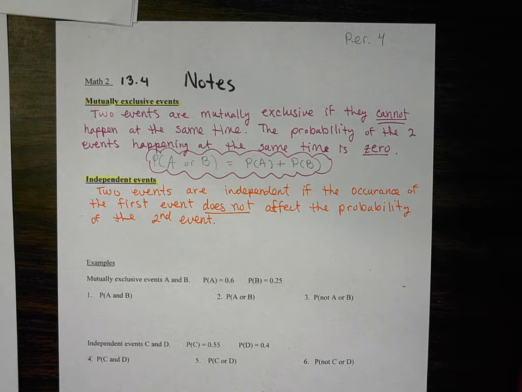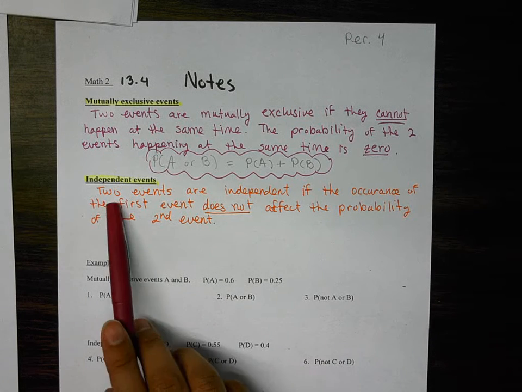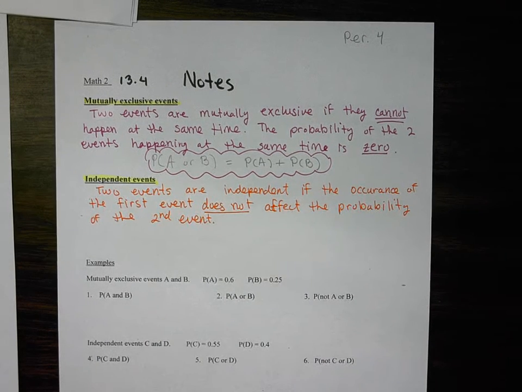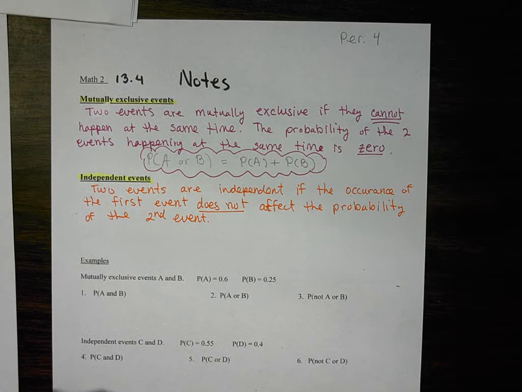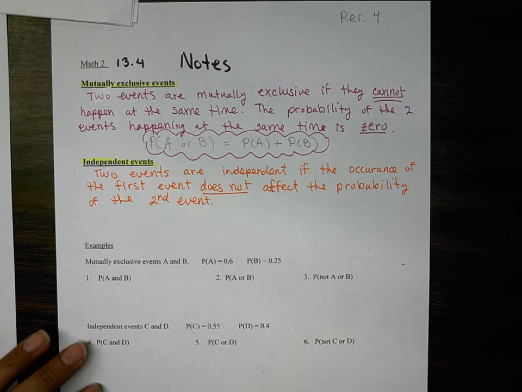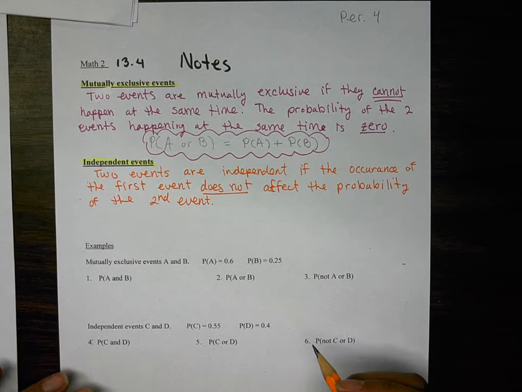All right. Mendoza, you had your hand up? What does that word say? Occurrence? Yeah, two events are independent if the occurrence of the first event does not affect the probability of the second event. All right, I have two formulas for this when we are listening.